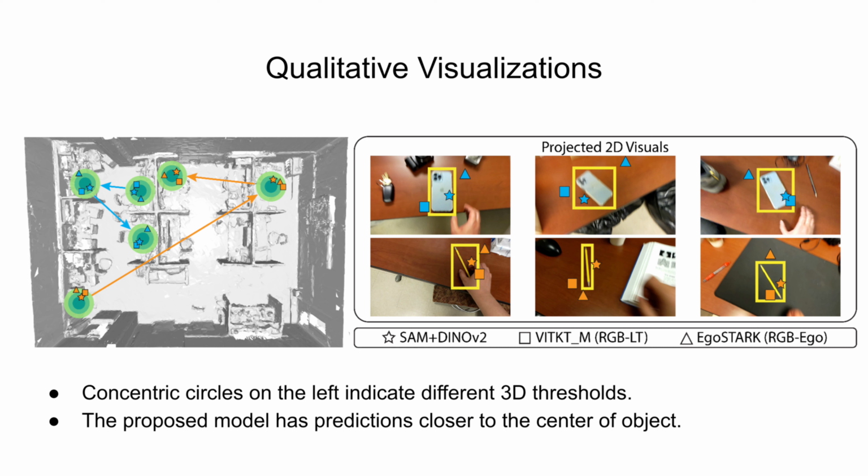We show the qualitative visualizations in this slide. The different thresholds are represented by different concentric circles. In other words, for each prediction, the closer to the center of the circles means it is closer to the ground truth position. We find our approach is consistently closer to the center compared to other methods.